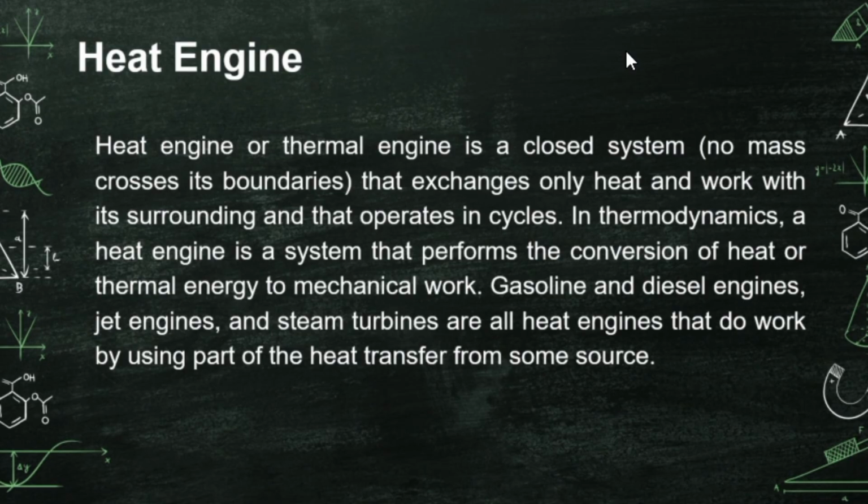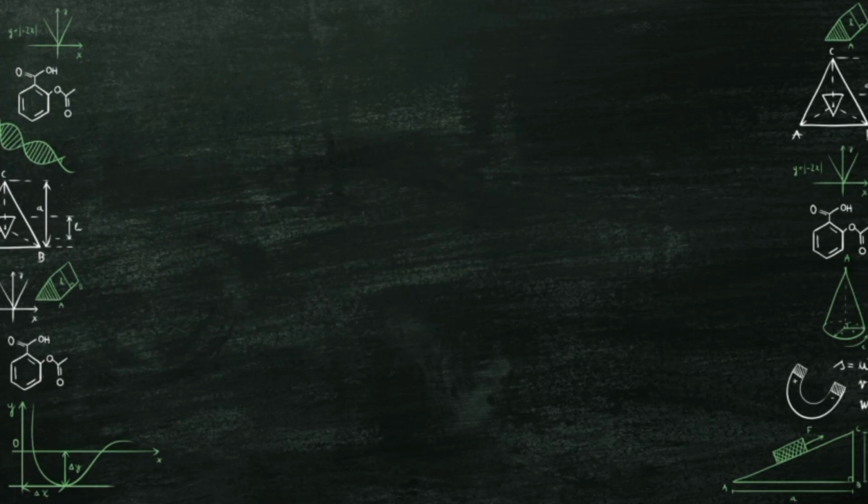Now, let's move to heat engine. A heat engine is simply a machine that converts heat energy into mechanical work. Examples include gasoline engines in cars, diesel engines, steam turbines used in power plants, and jet engines in airplanes. Their main purpose is to produce useful work from heat energy.